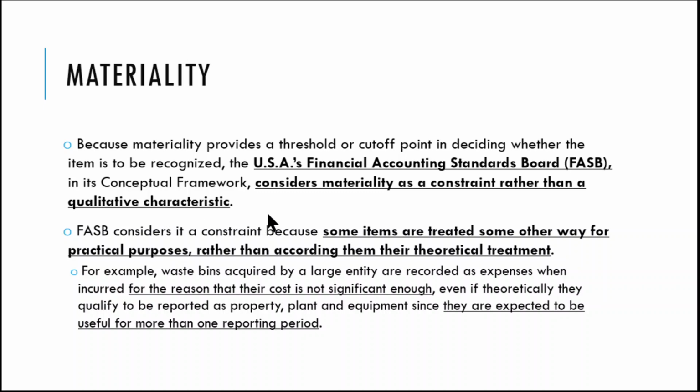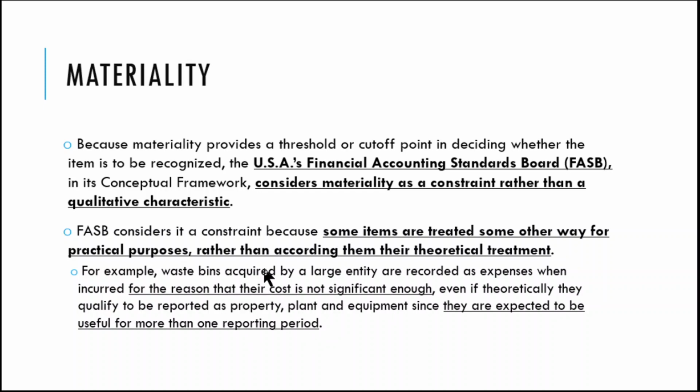Yan, take note ha. Pag tinanong ka ng qualitative characteristic, wala ka dapat makikitang materiality doon. Kasi ang materiality, para sa USA's Financial Accounting Standards Board, is a constraint, not a qualitative characteristic. So, bakit? Some items are treated some other way for practical purposes rather than according them their theoretical treatment. So, ito yung example dito. Bakit daw siya more of a constraint rather than a qualitative characteristic?